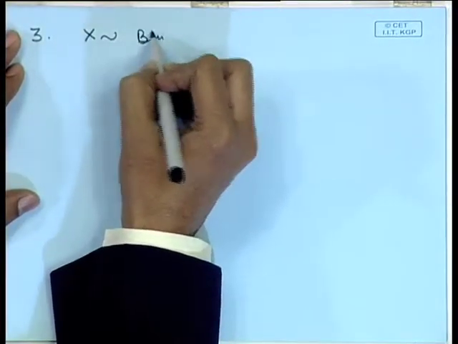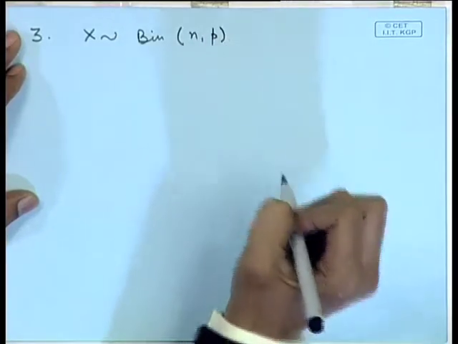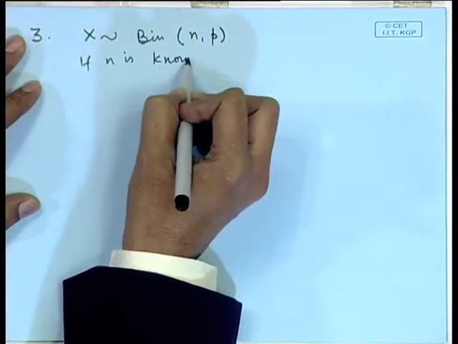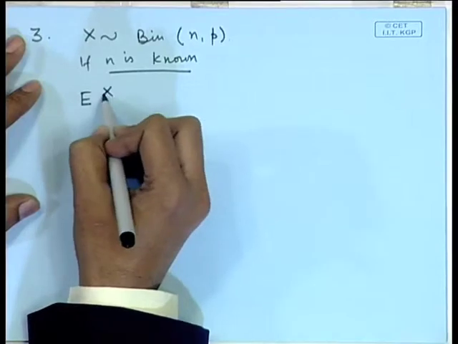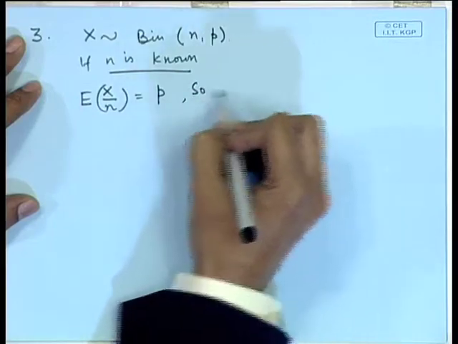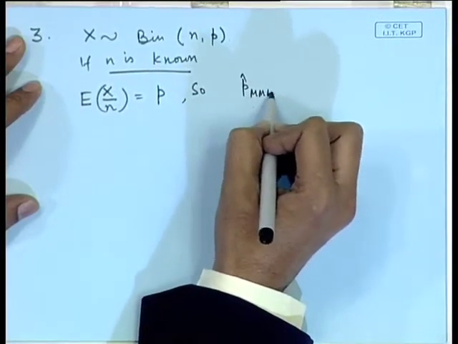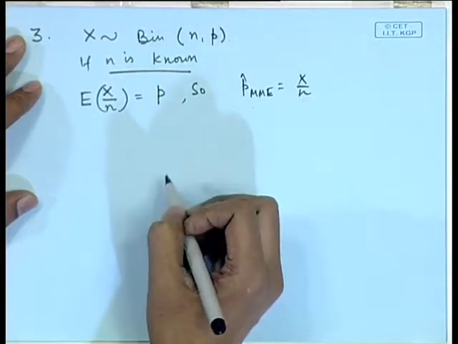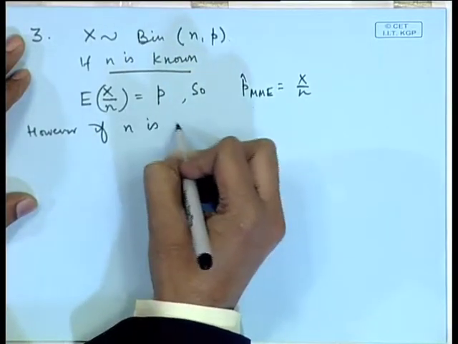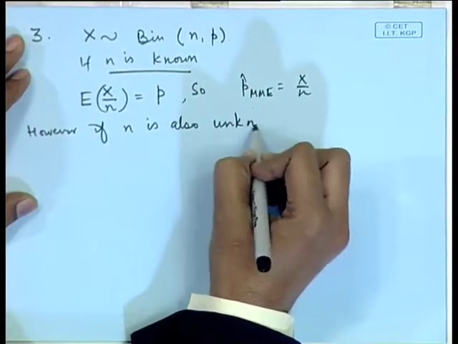Let us consider say x following binomial n p. Now, if n is known, then you have expectation of x by n is equal to p. So, p hat MME is simply x by n. However, if n is also unknown, there may be a situation where we do not know how many trials have been conducted in the binomial distribution, and then I have to estimate both n and p.